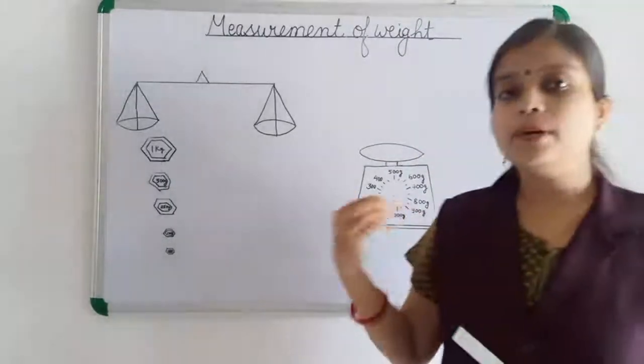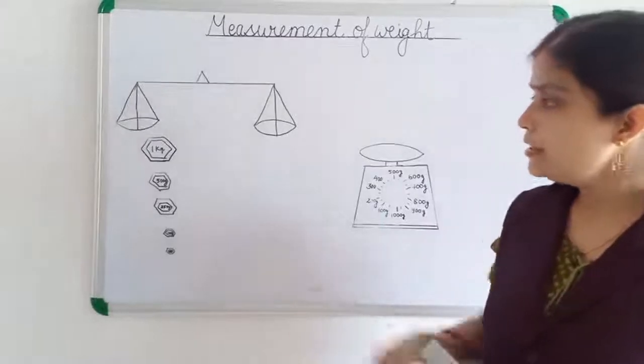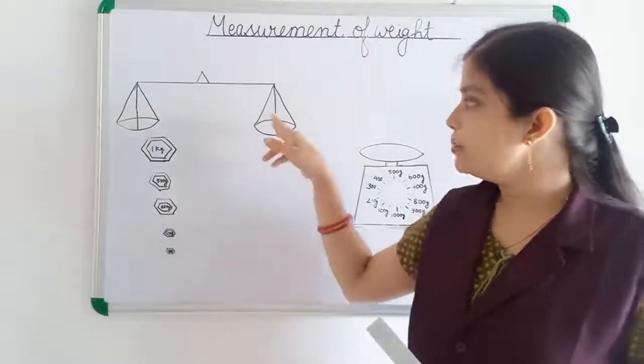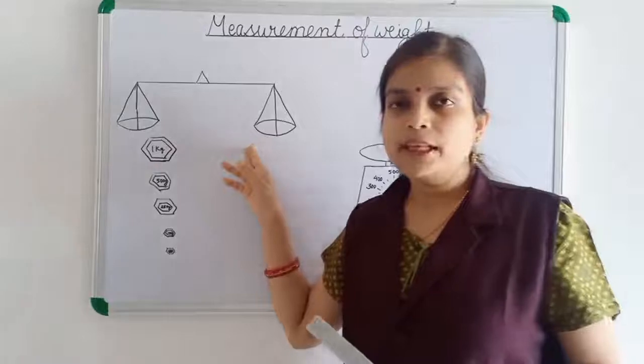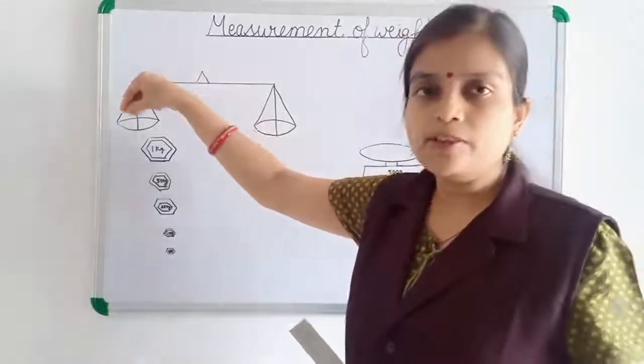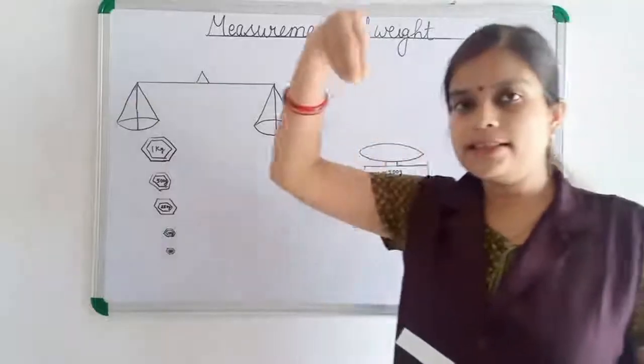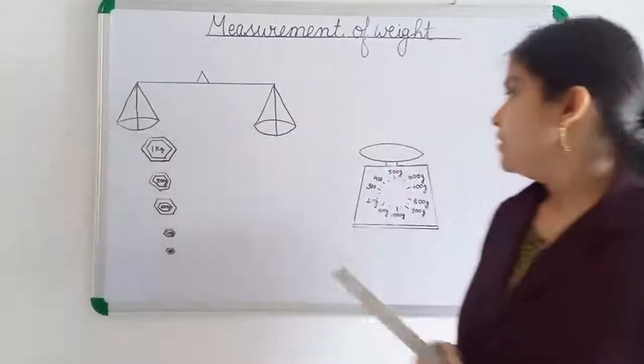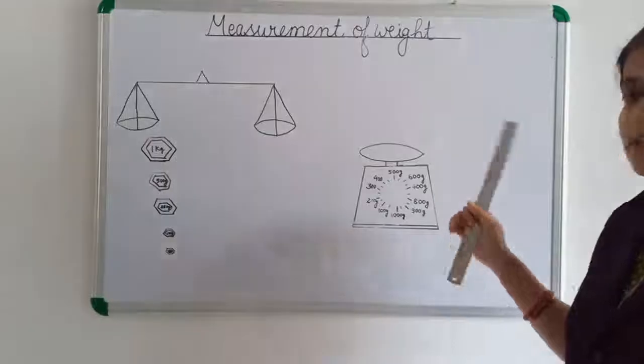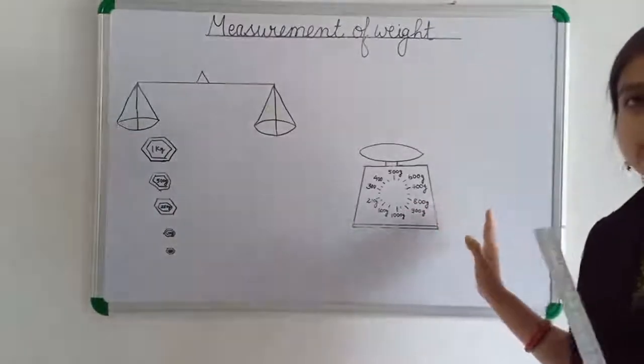You have seen it in the market also. They put these weights in one basket and put the object in another basket, and like that they measure the weight by balancing it. You have seen this type of balance also. This is also a simple balance only.